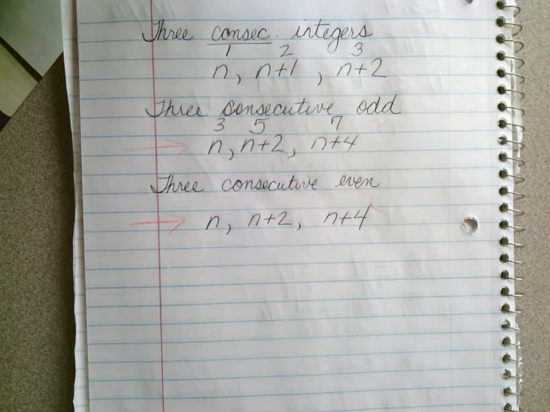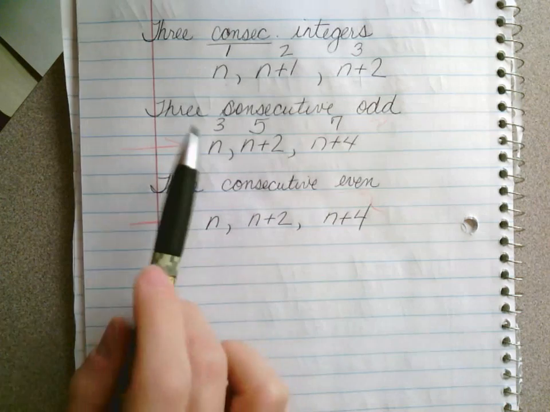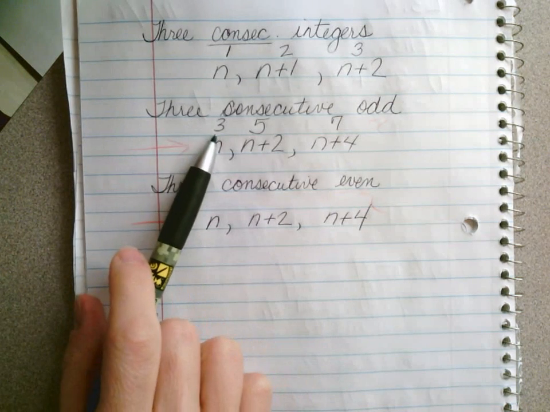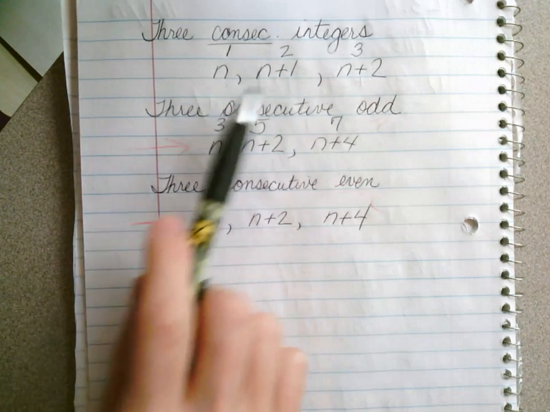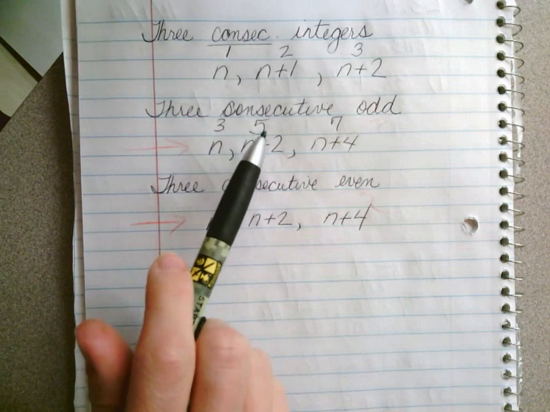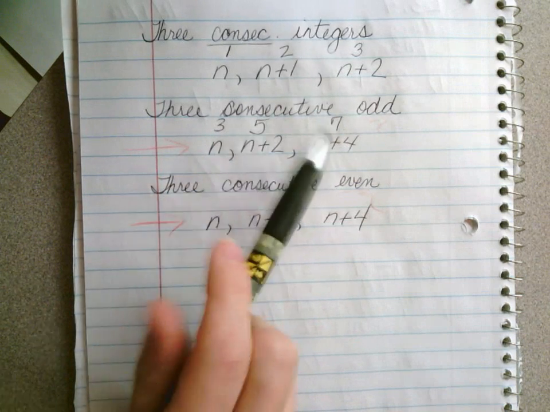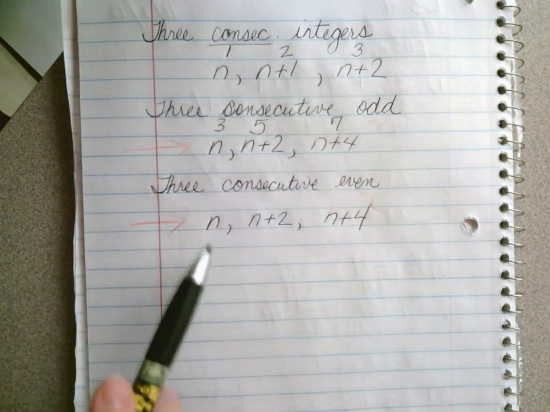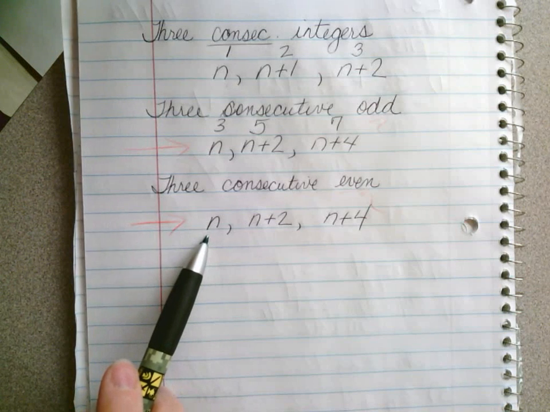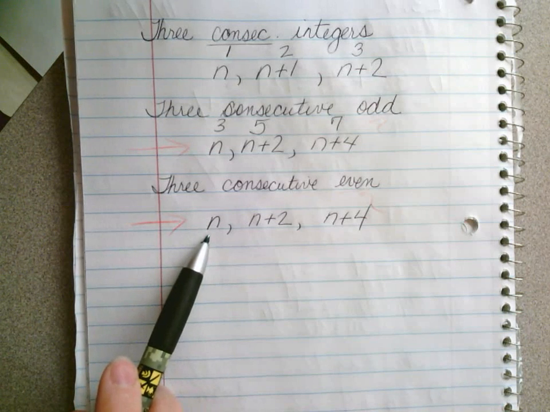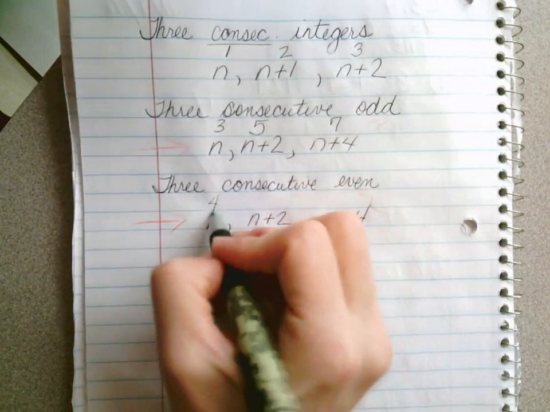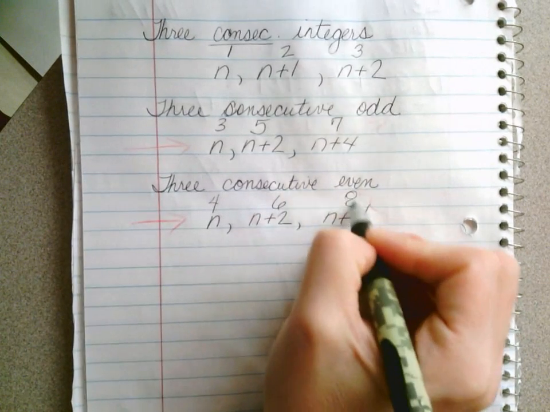Kat, why do you think it works? Well, what did we start with here, an odd or an even? And if we start with odd and add 2 and then 4, it stays odd. What do you guys want to start with to test here, an odd number or an even number? Even. So 4, 6, and 8, for example.